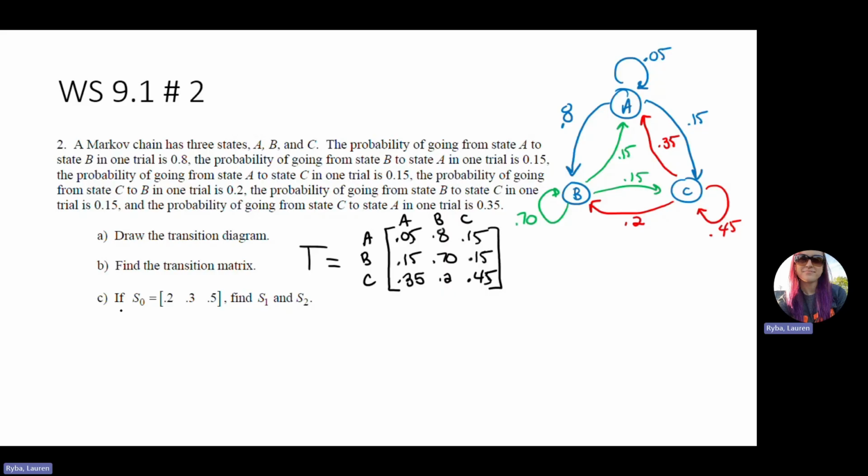So if I know where I start is 20% are currently in A, 30% are currently in B, and 50% are currently in C. But I want to figure out S1. I'm going to take S0 and times it by the transition matrix T.